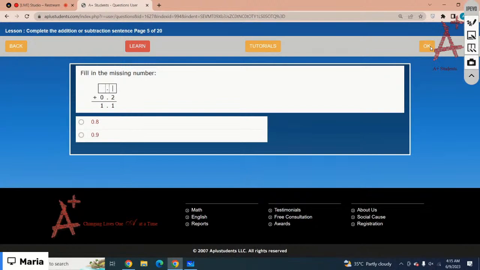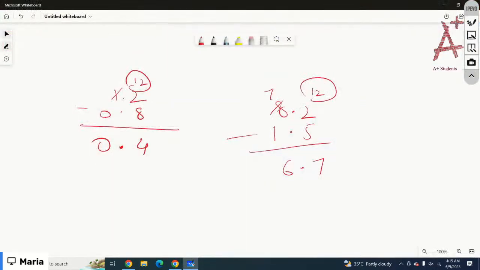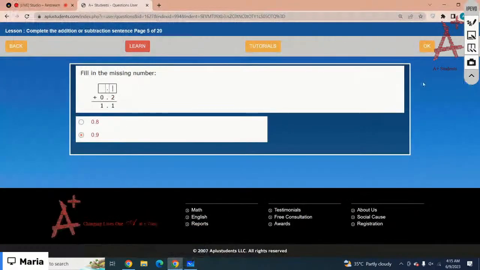Okay. So which is the correct option? The missing number is 0.9. Got it? When you add 0.9 and 0.2, how do you find it? You have to subtract the given number out of the sum. You can do 1.1 minus 0.2. Got it? You cannot subtract 2 out of 1, so you have to borrow. 11 minus 2 is 9. That means the other number is 0.9. Got it? Correct option is 0.9.